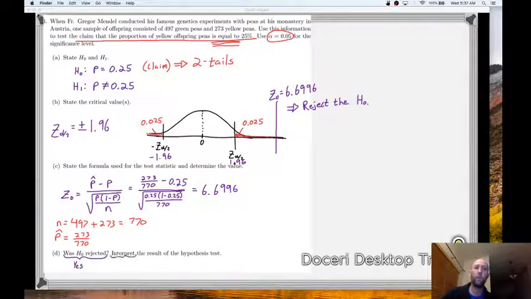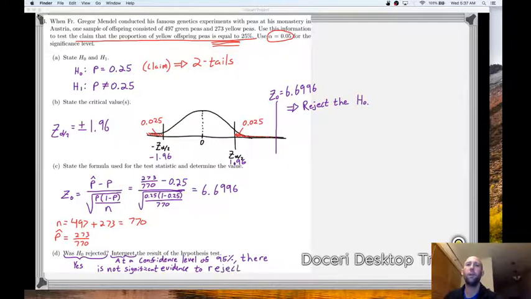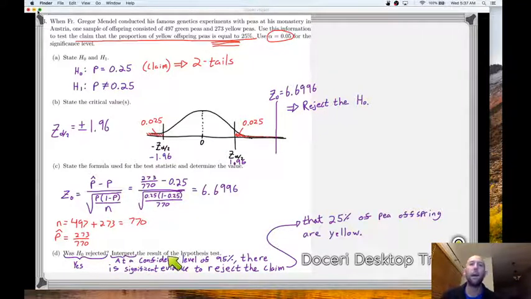And so the null was rejected. The null contained the condition of equality. And since we're rejecting the null, we can go through and say that we have sufficient evidence to reject the claim. Oopsies, there is significant evidence. Let me fix that here. And so at a confidence level of 95%, there is significant evidence to reject the claim that 25% of the P offspring are yellow.